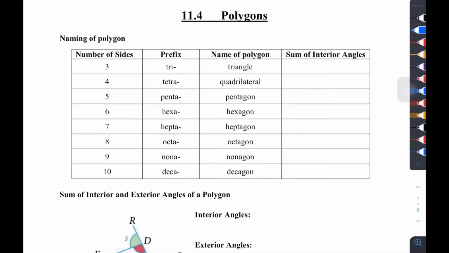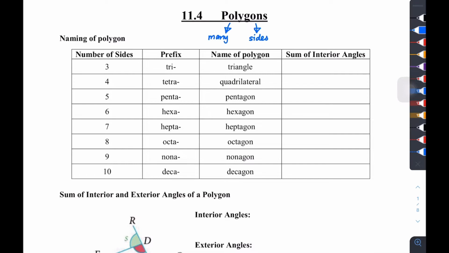Okay, hello everyone. So today we're going to introduce you to a set of new shapes. This set of new shapes is what we call polygons. Polygons come from the words poly and gon. The naming poly meaning many, and gon being sides. So we are looking at shapes with many sides.